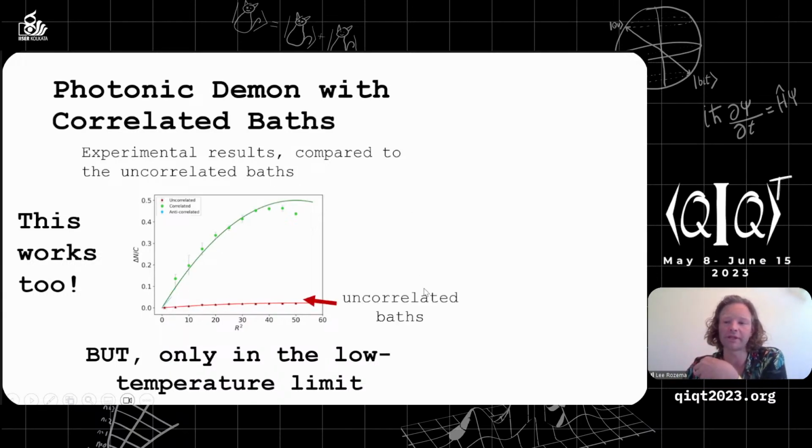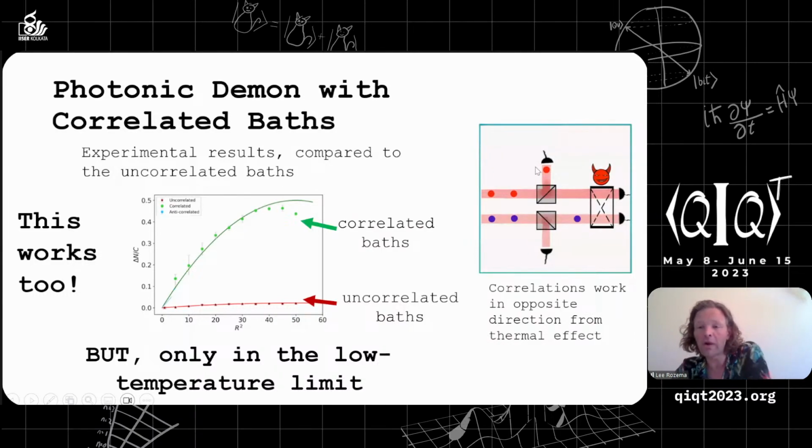However, it turns out this only works in the low temperature limit for correlated baths, because the effects actually work opposite to each other. So for this down converted state, when the daemon detects one photon up here, it learns that there's also a photon down here. But because this is a thermal state, when he detects a photon up here, he also knows that there are momentarily more photons in this mode because of the photon subtraction result, the thermal effect that I presented to you initially. So in this case, these two effects work in the opposite direction.